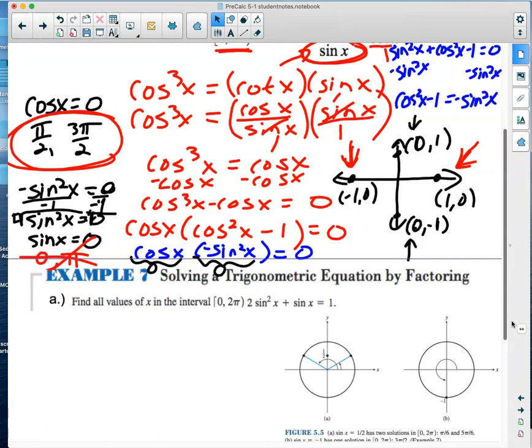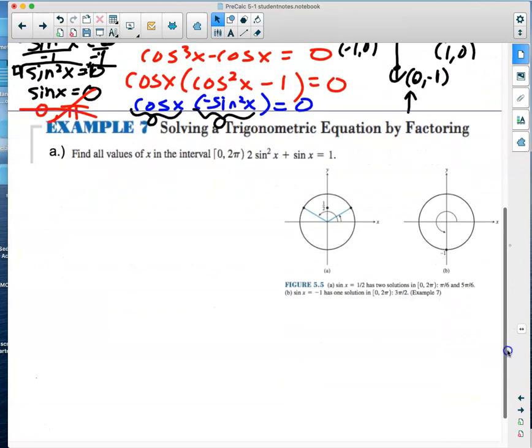So checking, kind of stopping to think about the entire problem holistically is going to help you out a lot. Example 7 says solving a trigonometric equation by factoring. So find all of the values of x in the interval from 0 to 2 pi so that 2 sine squared x plus sine of x equals 1. My hope would be that we would have thought of that without their little hint, but definitely that's going to help us. And again, we want to know from 0 to 2 pi, what are those solutions? So all the way around one rotation.